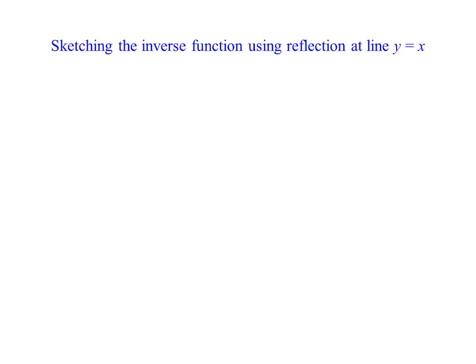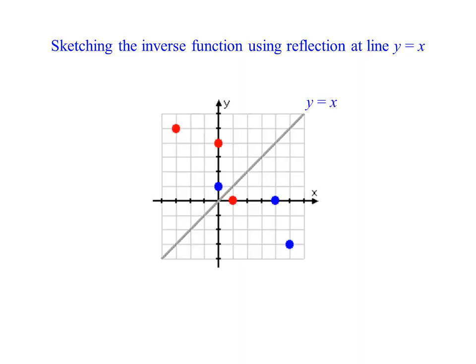Now, we are going to learn how to sketch an inverse function, using the reflection of the original function across the line y equals x. Imagine the blue dots are the original function. Reflect the first blue dot across the line y equals x. We get the first red dot. Imagine the red dots as the inverse function.